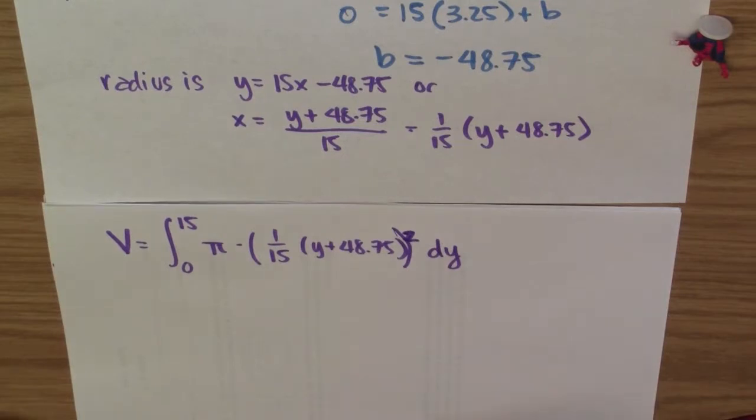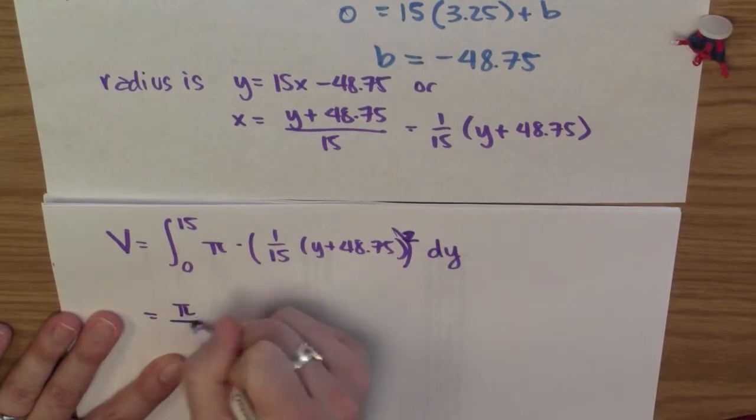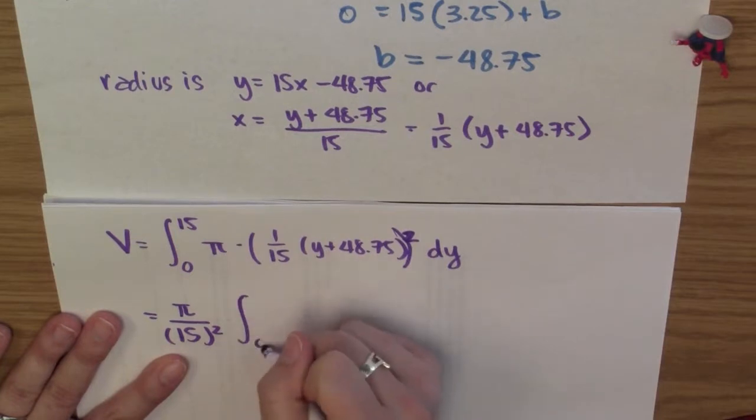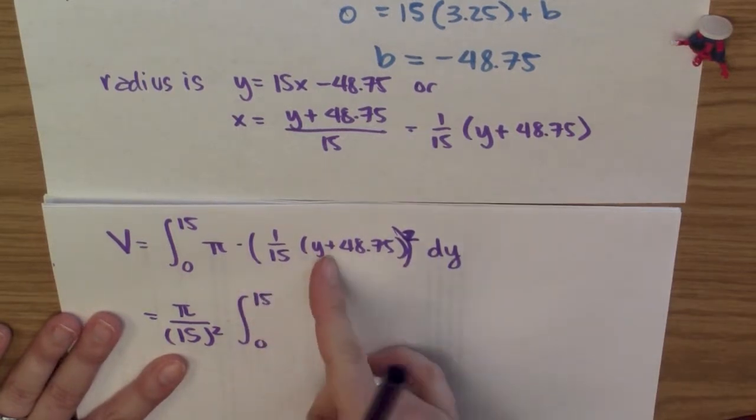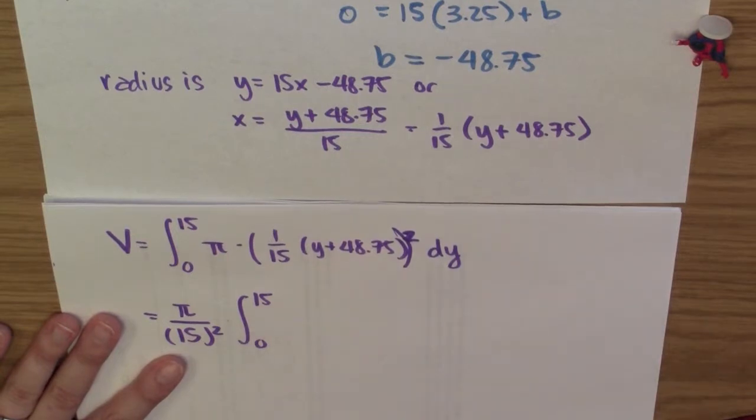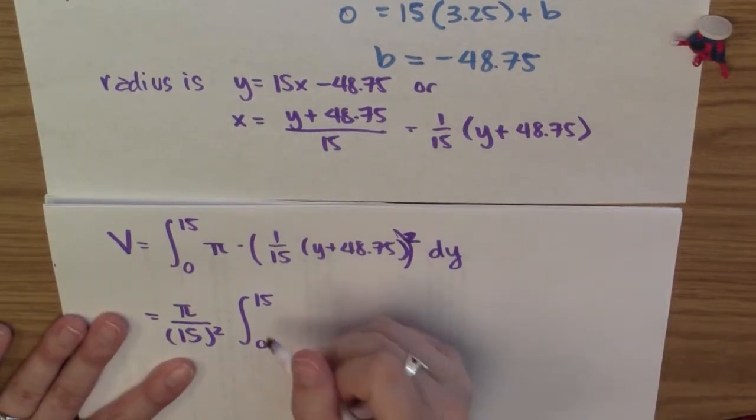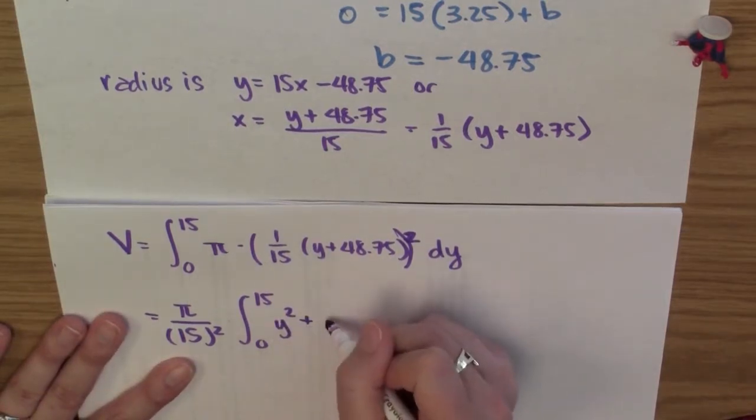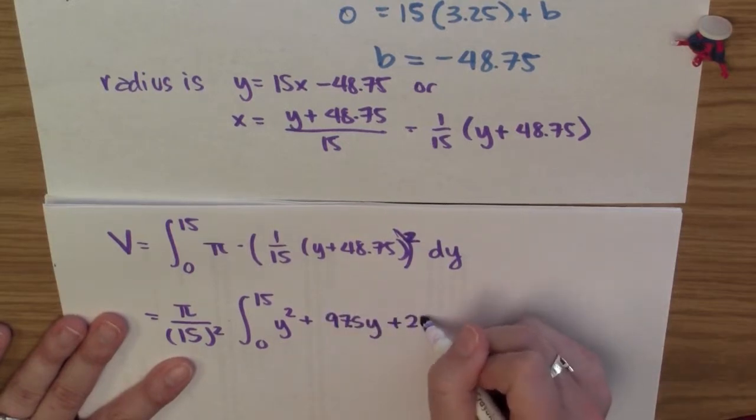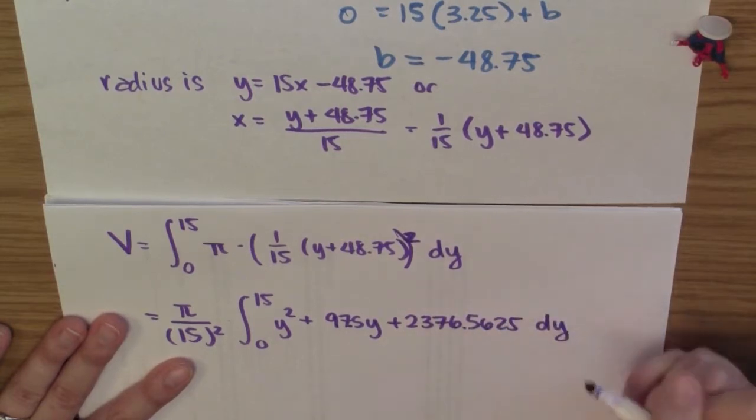Now, I just want to evaluate this integral, right? So I have a couple of constants that I can pull out. I have a pi, and then I have 15 squared. So it's pi over 15 squared times the integral from 0 to 15. Well, let's go ahead and also expand out this (y plus 48.75) squared, right? I could do this by some u substitution, but for some reason I decided to expand, so let's go ahead and do that. That gives me y squared plus 97.5y plus 2,376.5625, and then this is dy.